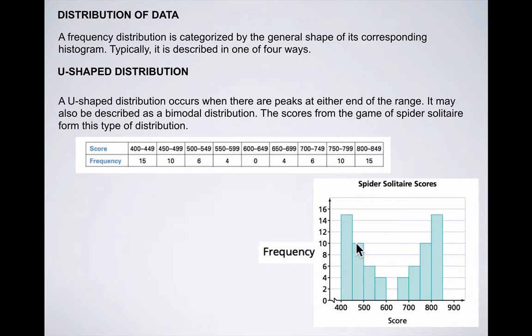And what we mean by bimodal is there's a mode here and also a mode here. So in this case, this would be a U-shaped distribution where we have peak frequencies at the low end and at the high end.